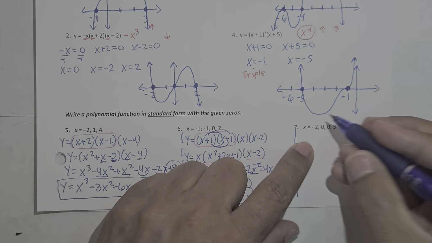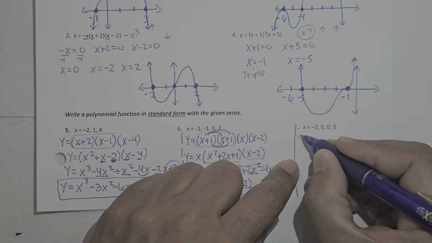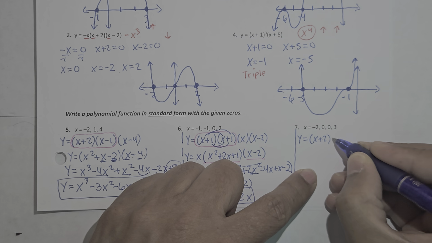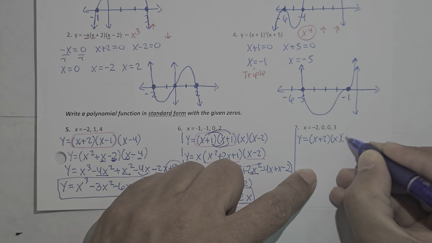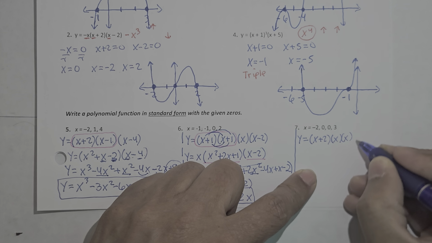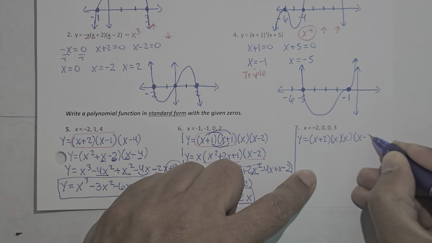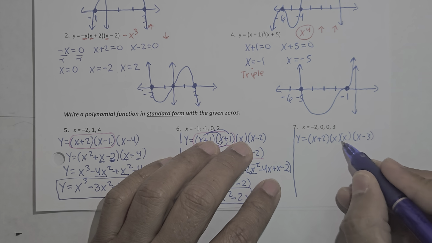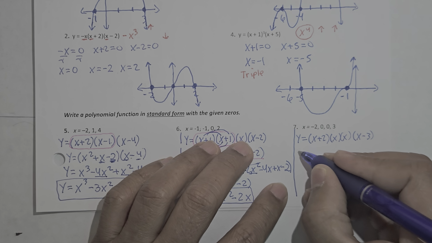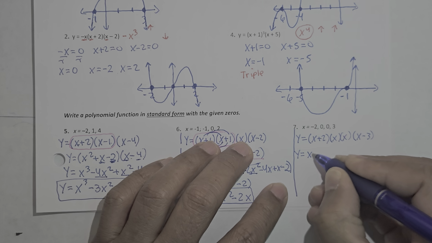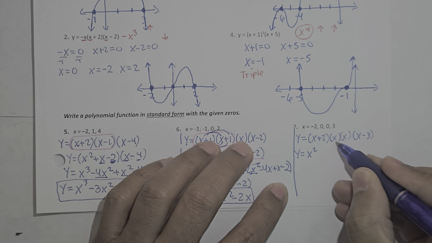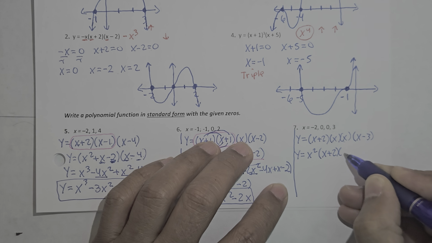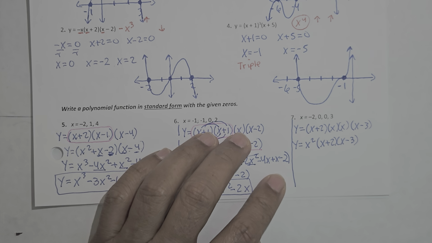So for this one here, if this is minus 2, that means inside of a parentheses, it has to be x plus 2. If it's 0, then this is just x. We have two of them, so that's a double solution. And the last one is x minus 3 because it's a positive 3. Okay? So what I'm going to do is multiply these two together and bring them to the front. So y equals x squared, multiplying x times x, and then x plus 2 times x minus 3.